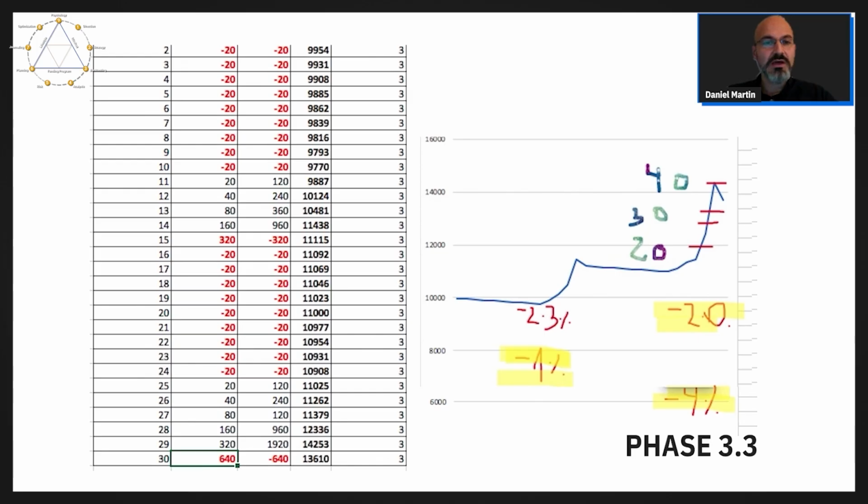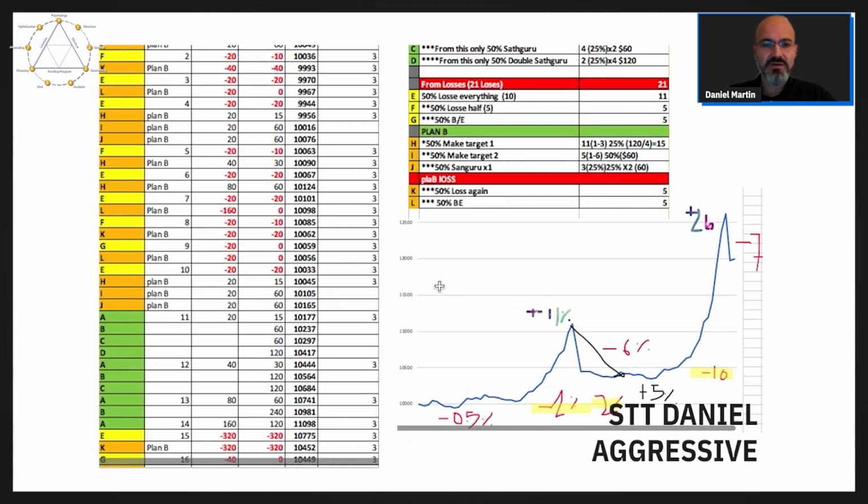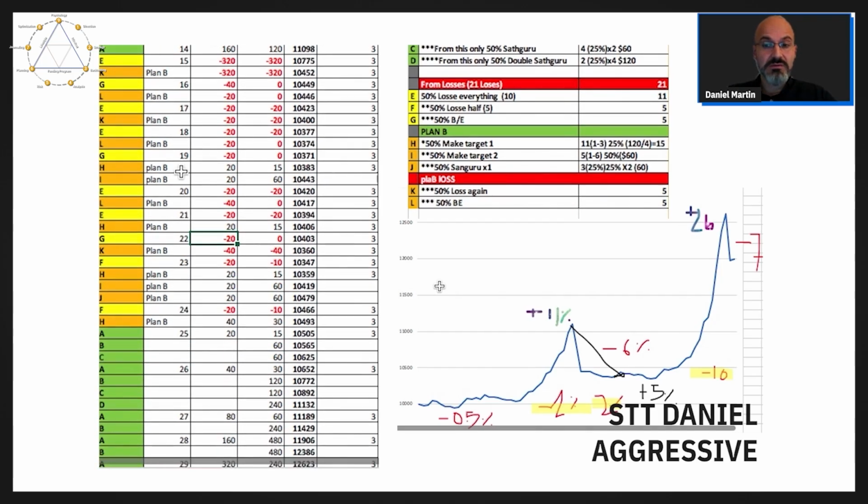So that is why I created the STT Daniel aggressive, which is actually the same thing, but you take your partials, you do your plan Bs and so on. If I go back to the Daniel STT aggressive, you will see that I actually double the plan Bs as well. So independent of winning or losses, I take my plan Bs into consideration, and I double the plan Bs and the plan As as well. Moving forward, I'm still making 27%, in this case 26 minus the drop.